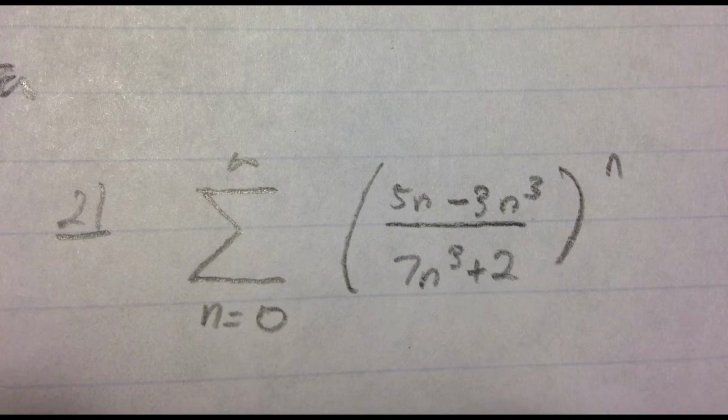So for our second example, we're going to evaluate another series. But this time, it's going to be from n equals 0 to infinity of (5n minus 3n cubed over 7n cubed plus 2), all quantity to the power of n. And this is the most obvious example to use the root test because it simplifies the function so that we don't have to worry about all these random powers of n. We can just see.